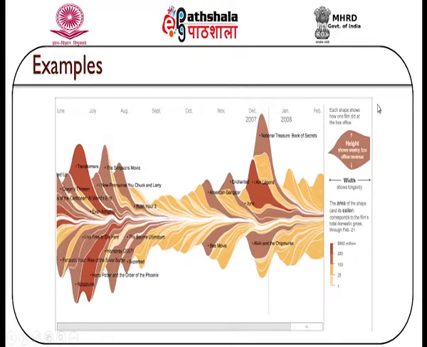So here each shape shows how one film did at the box office. Starting from June till February for each and every year, the height shows the weekly box office revenue of each and every movie, and the area of the shape and the color correspond to the film's total domestic gross. So the gross income from that film is represented with respect to the color information, and the film information is also given here with respect to timeline.